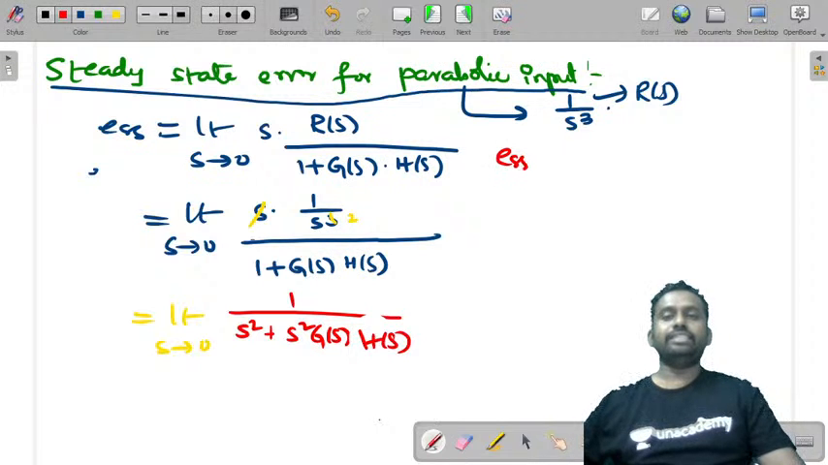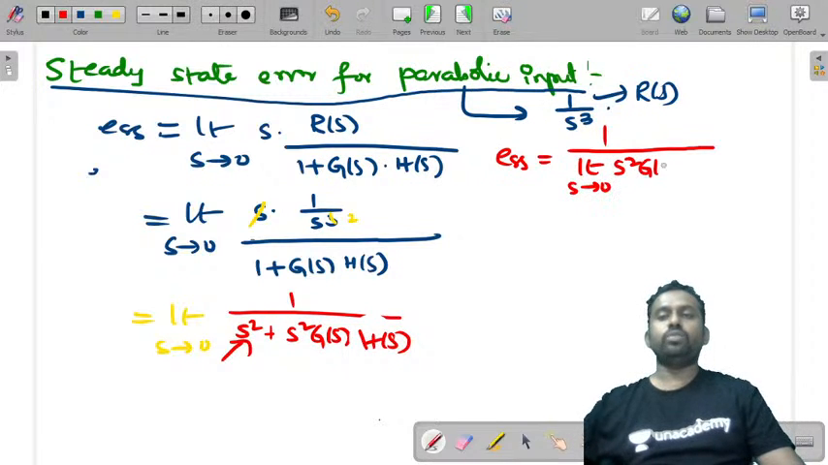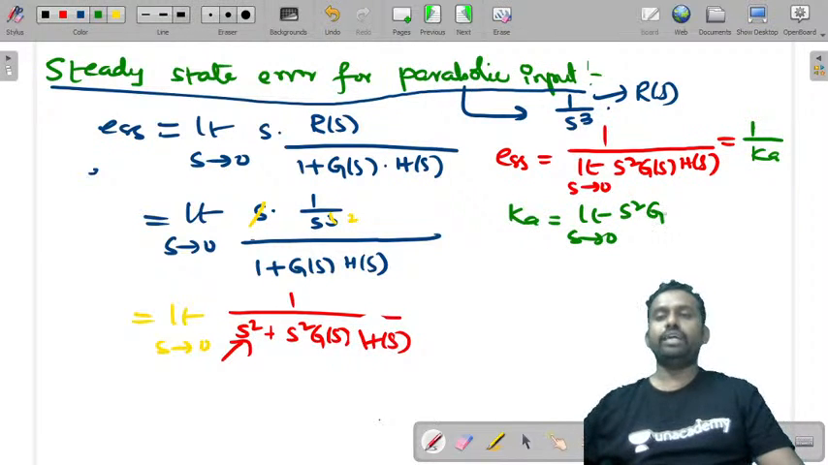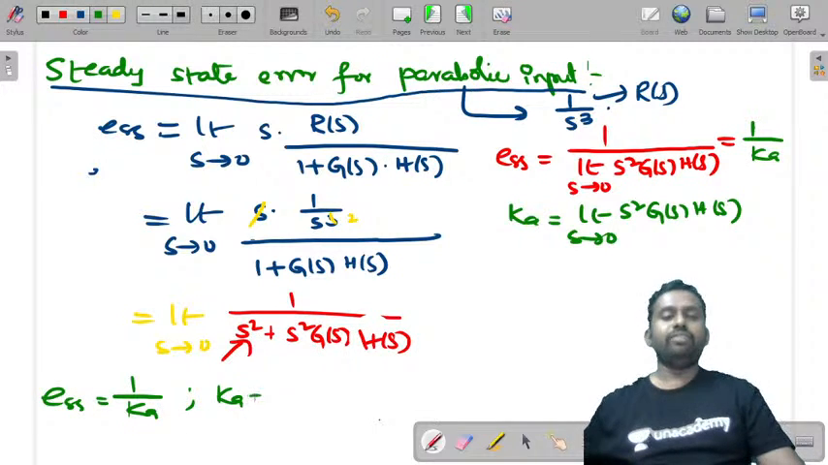Now what would be ess then? Ess is equal to 1 by, if you apply limit to this s square, it is 0, so it is limit s tends to 0 s square into g of s into h of s, and this is written as 1 by ka, acceleration error constant. Ka is equal to limit s tends to 0 s square into g of s into h of s. So these are the values of ess. ess is 1 by ka, and ka is limit s tends to 0 s square into g of s into h of s.